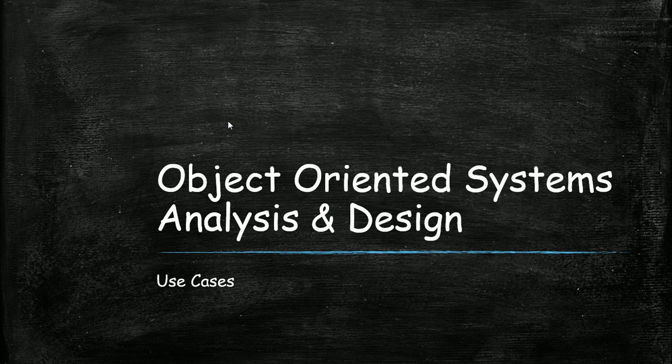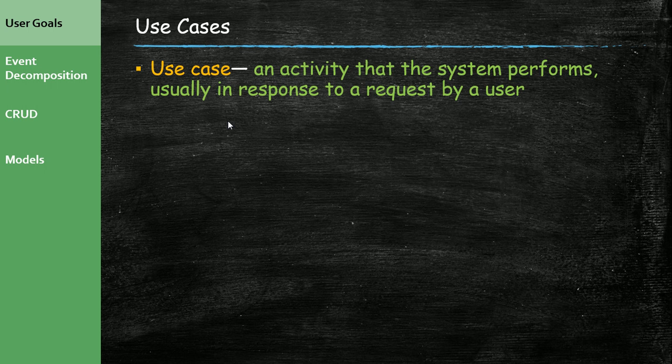So this is how we diagram, model, and define all the things that we know that our system needs to do. So anything that our system is going to do, we're going to talk about in a use case. And this is from a very high level. So first, let's define what a use case is exactly. We talked about this briefly before, but a use case is an activity that the system performs, usually in response to a request by a user.